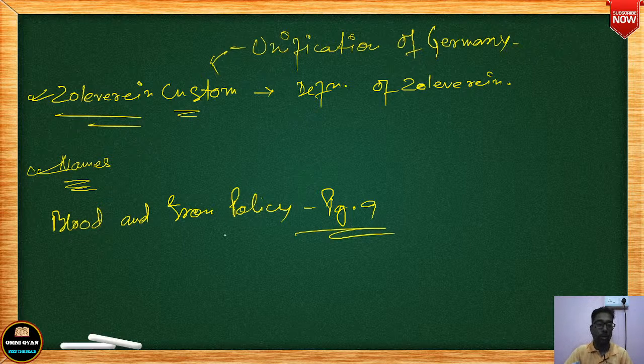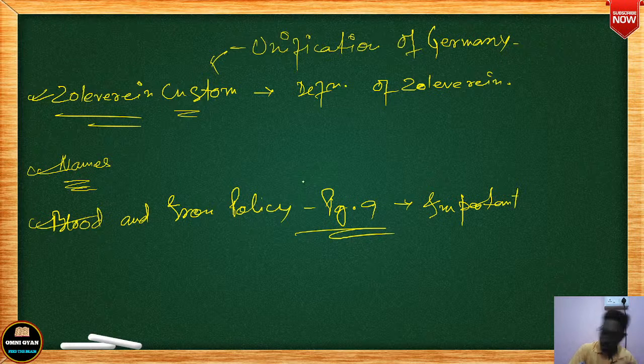Alright. Now, blood and iron policy. Please study the blood and iron policy very nicely. There are so many points in the blood and iron policy. I feel this could be important. Achha, let me ask you one more thing. Just give me 5 minutes. I'll come to this.